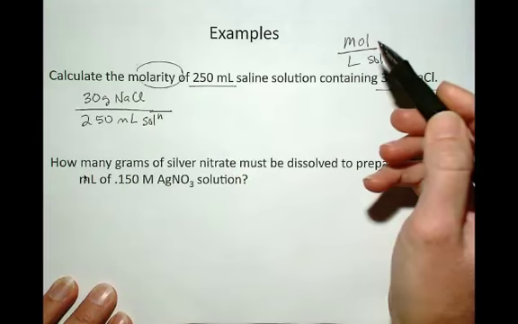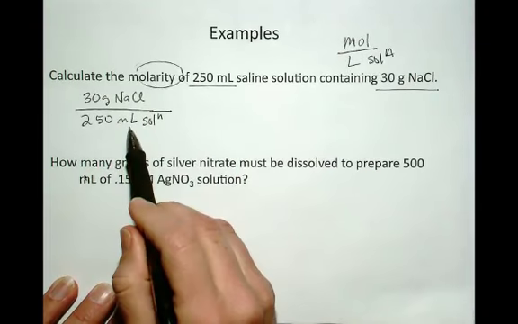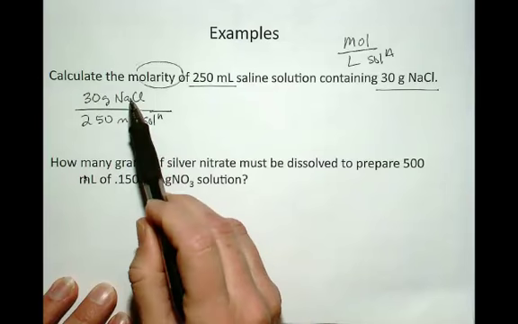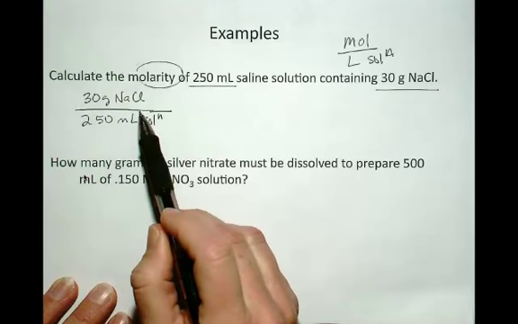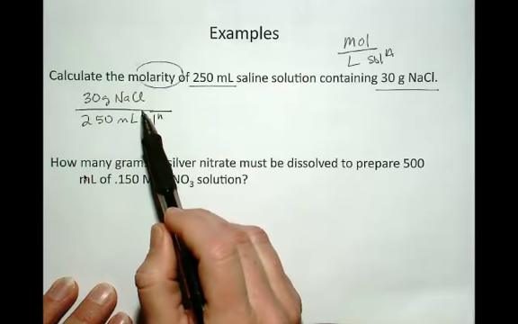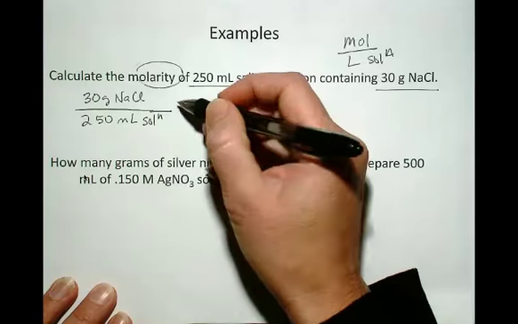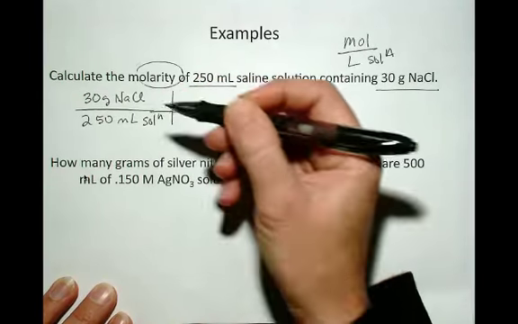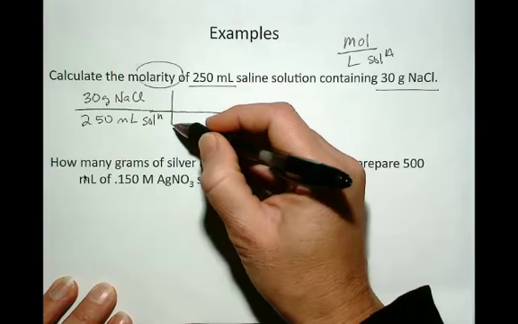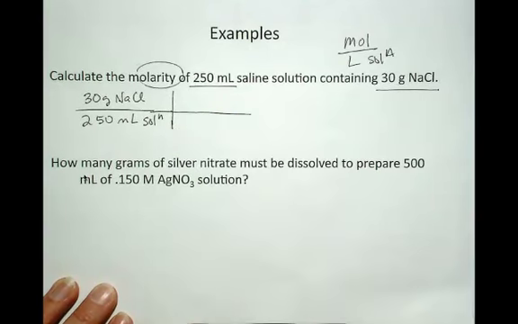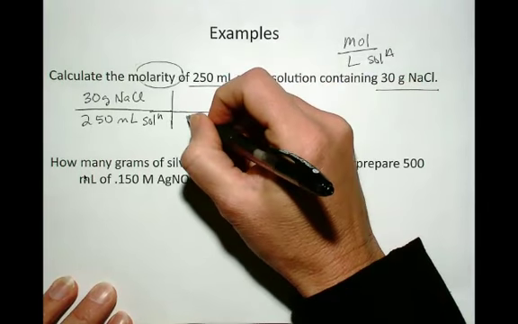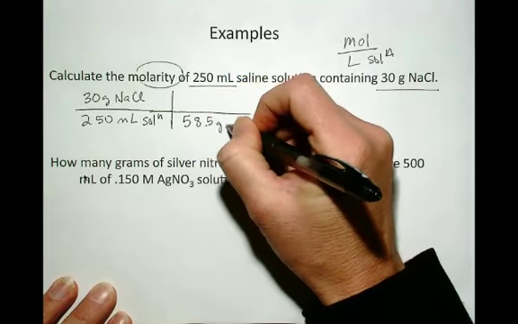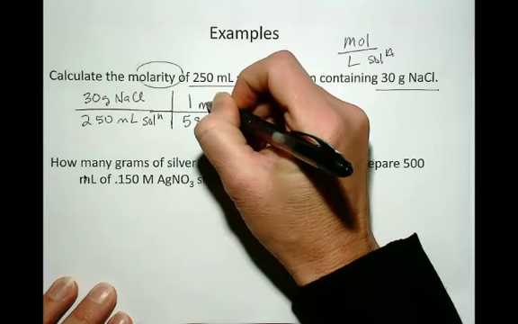So we're going to convert from grams to moles on top, and on bottom we're going to convert from milliliters to liters. And any time you have a chemical compound and you're given mass and you want to convert to moles, remember you just need the molar mass as a conversion factor. So we can convert the grams of sodium chloride to moles of sodium chloride using the molar mass, which you can get from the periodic table by adding the molar mass of sodium plus the molar mass of chlorine, and it is 58.5 grams of sodium chloride for every 1 mole of sodium chloride.